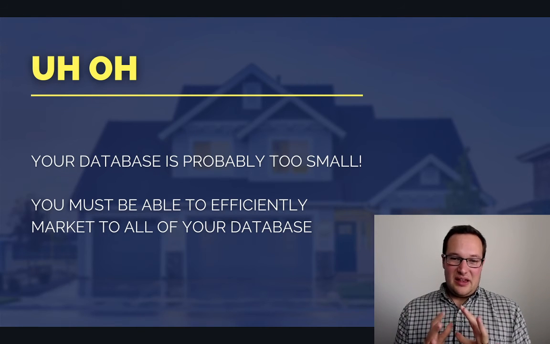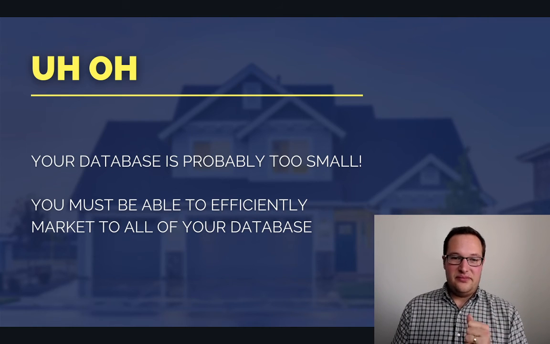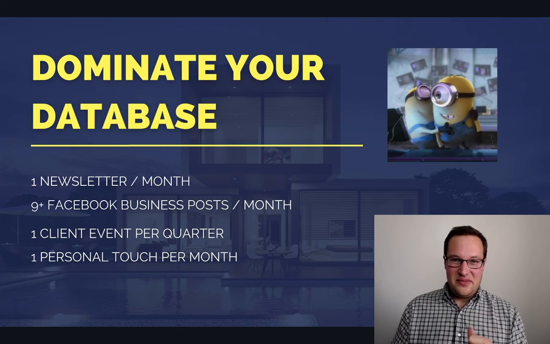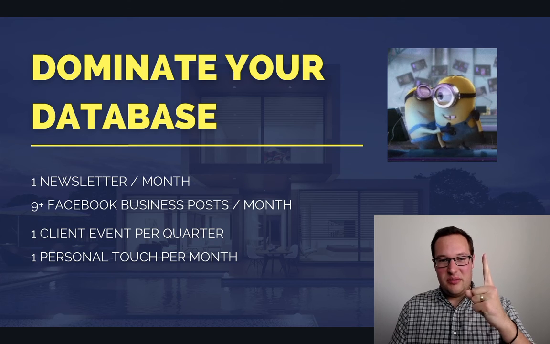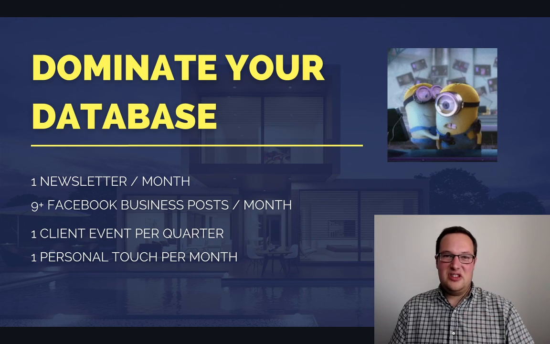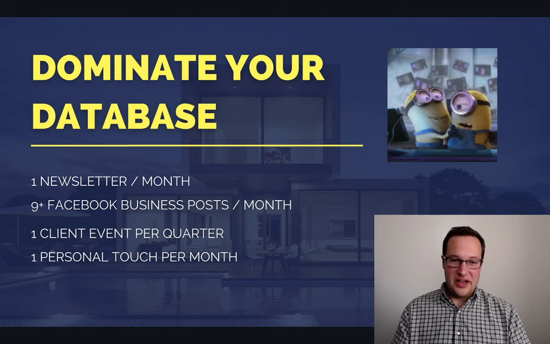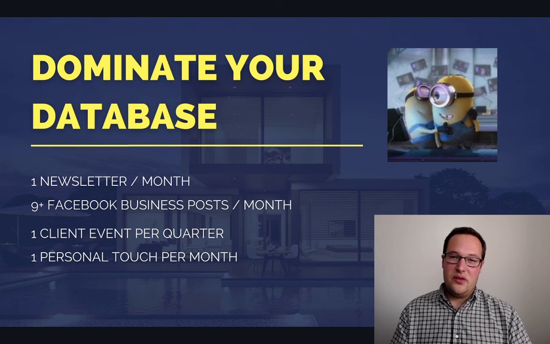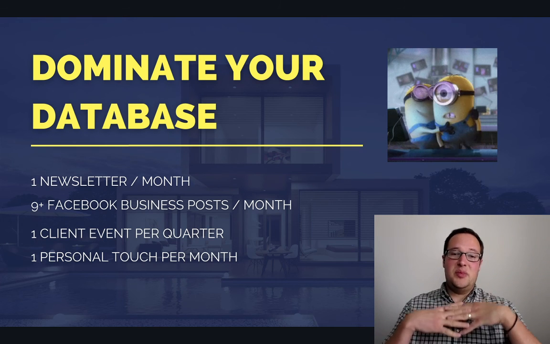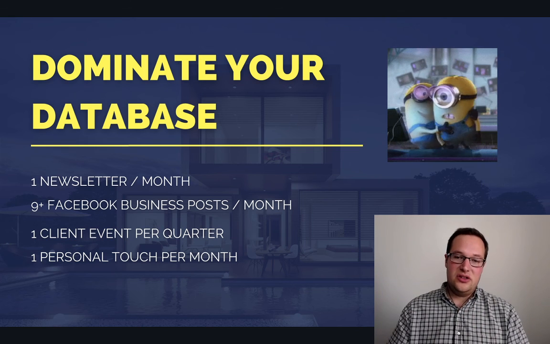Now, I've touched on this. It's the most important part. You must be able to efficiently market to all of your database. And the way to do that, this is how you dominate your database: at least 1 newsletter per month, at least 9 Facebook business page posts per month, 1 quarterly client event, and 1 personal one-to-one touch with everyone in your sphere per month. That is a recipe for success. Our agents that execute this consistently sell twice as much to their sphere.